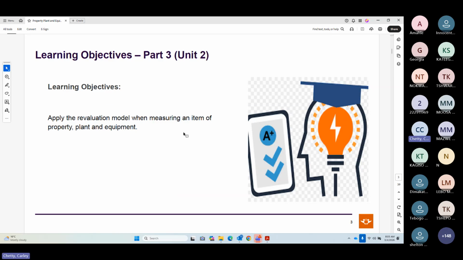So what is our learning objective today in Part 3? We are going to apply the revaluation model when we measure an item of property, plant, and equipment. Previously, we were using the cost model, but now we are going to look at the revaluation model.